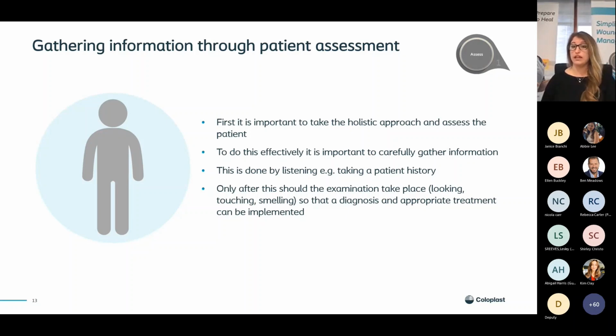To do this effectively, it's really important that you gather all the information about that patient. You don't want to just know about the wound and how long they have had that wound. You want to know about their past medical history. You want to know if they've had any wounds before. You need to know what medication they're taking. And only after that should you then start examining the patient and looking, touching, and smelling. Smelling is really important also because it helps us with that diagnosis of the wound.